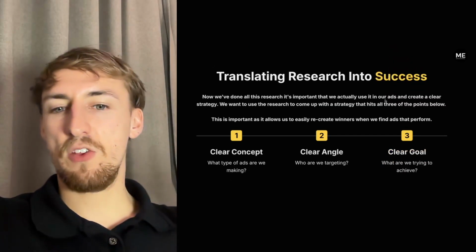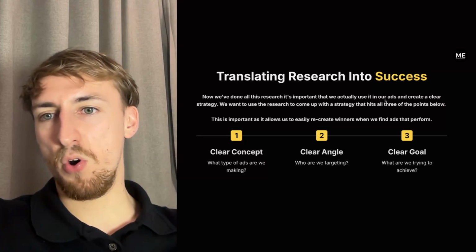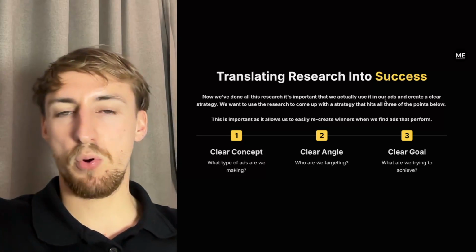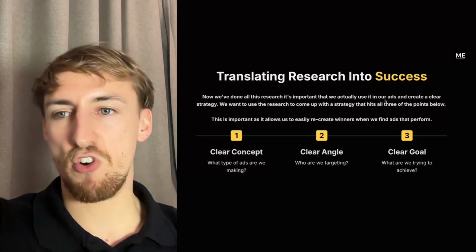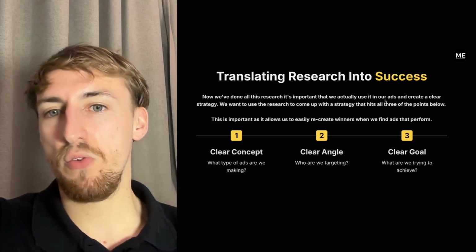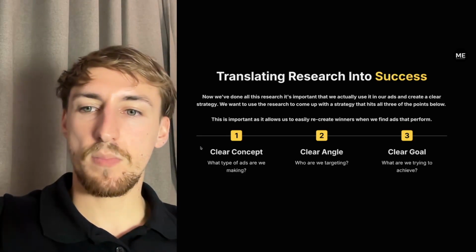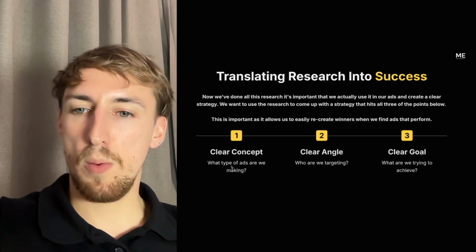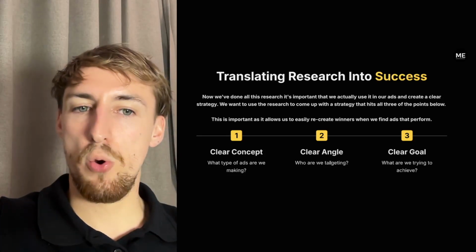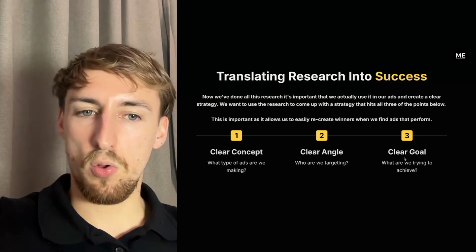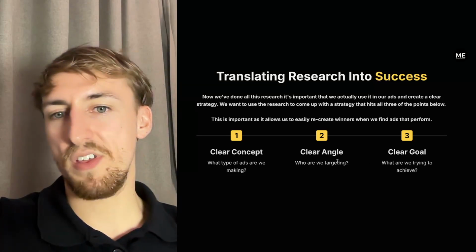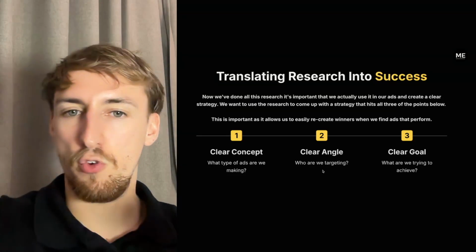Now, translating this research into success, very important. Now we've done all this research, it's important that we actually use it in our ads and create a clear strategy. We want to use the research to come up with a strategy that hits all of the points below. So, clear concept, what type of ads are we making? Clear angle, who are we targeting? Clear goal, what are we trying to achieve? And within this, you'll have your target audience, your messaging.